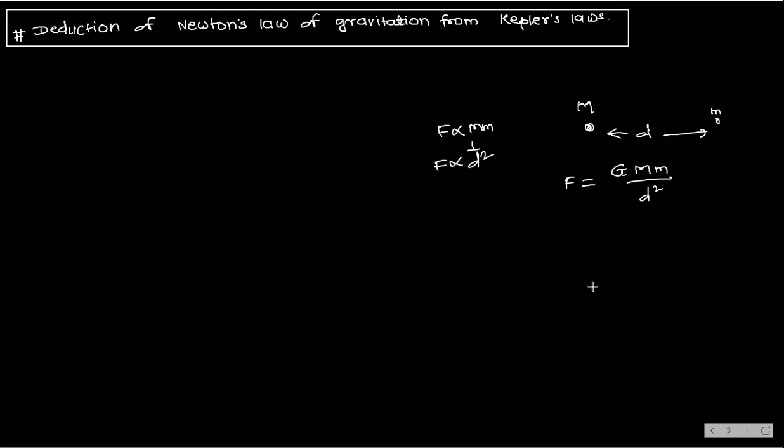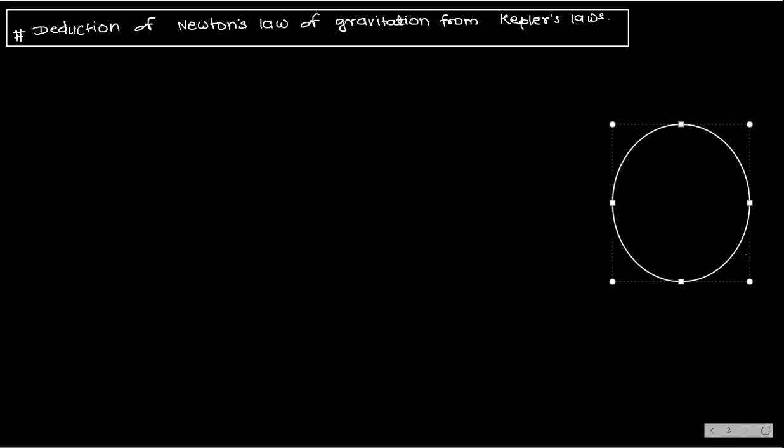Now we are going to deduce this expression from Kepler's laws. As earlier we have learned, this is the sun and this is the planet revolving around it. Since the planet is revolving, it has centripetal force. This is capital M, the sun, and this is small m, the planet.